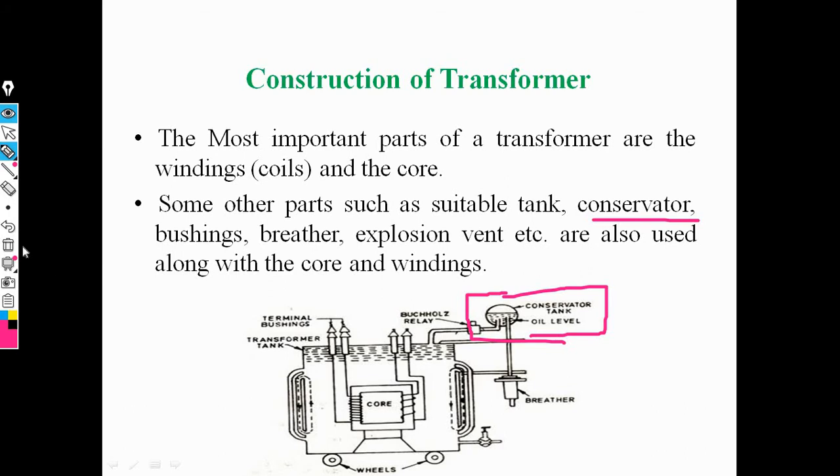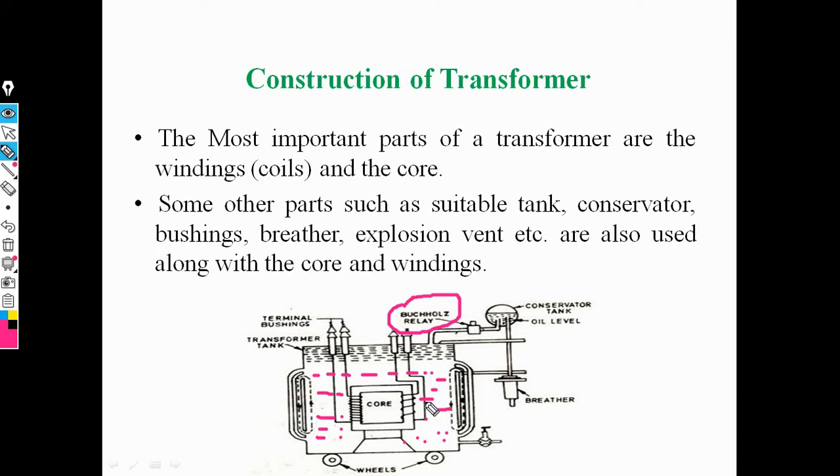Also a Buchholz relay is used here. The transformer windings, that is the primary winding and secondary winding, are placed on the core of the transformer, and the transformer is placed in transformer oil. Transformer oil is also called mineral oil. This is the transformer oil here.